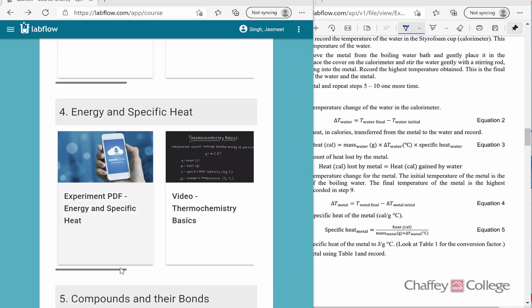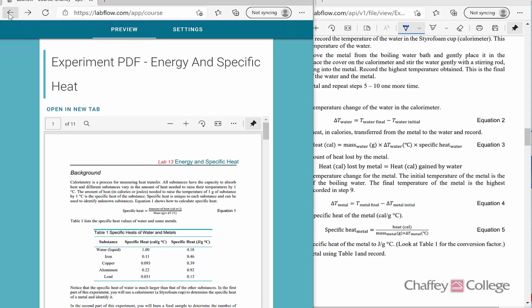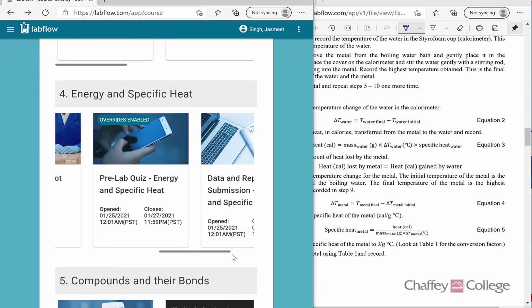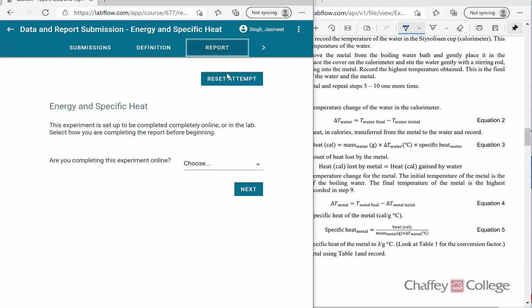Okay, let's go to the lab report section. When you log into your lab flow, you need to scroll right and go to data and report submission, and let's click on the report. Because we are completing this experiment online, we need to choose yes here, and then we will click next.